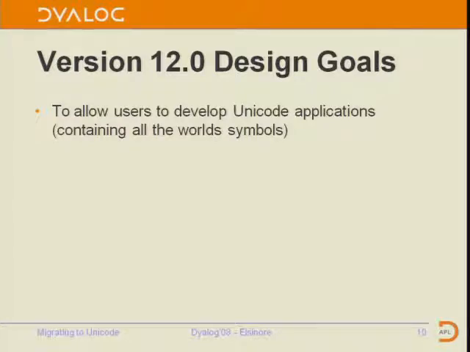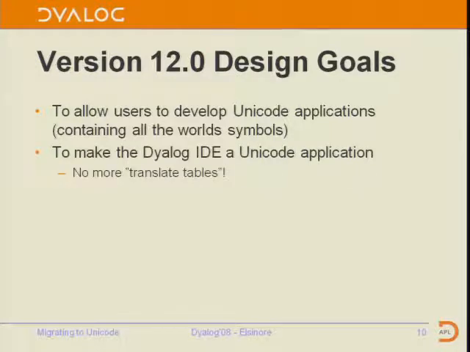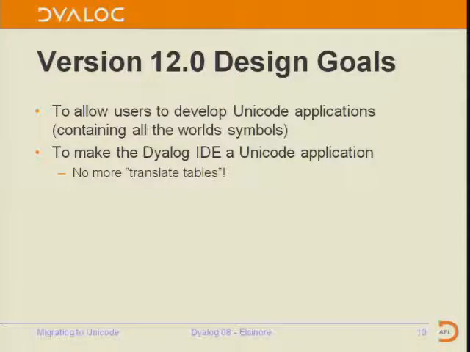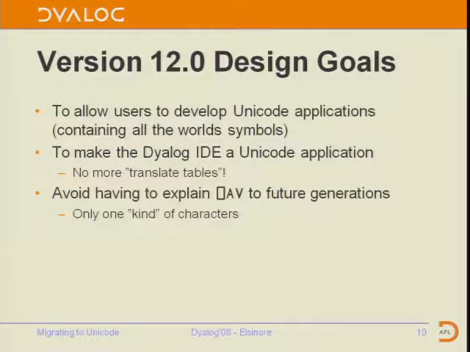Okay, so after a bit of a digression into encodings, we'll get back to that. These foils are on the memory stick, so don't worry if you didn't remember all that. What did we want to achieve with version 12? Well, obviously, to allow you to write applications using all of these symbols, goal number 1. The second one was to make the Dyalog application itself a Unicode system, which meant we could deal with APL with no translate tables. We could use the same kind of fonts that everybody else uses, same kind of keyboards.